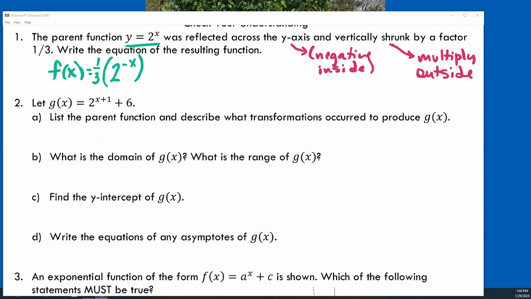All right, let's look at number 2. So we have g. First, we're going to give the parent function. The parent function is the most basic function. So if you just shed off all of the addition and subtraction and multiplication or negatives, if there are those, what are you left with in this problem? 2 to the x. That's the parent function.